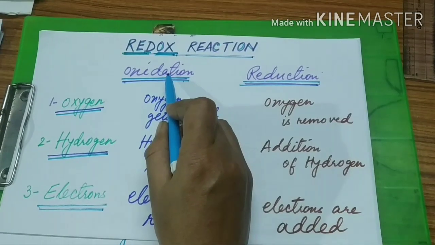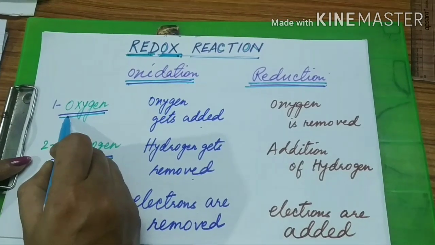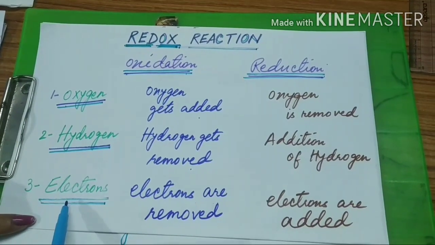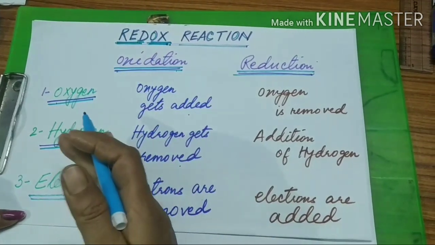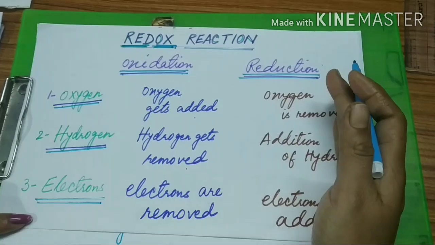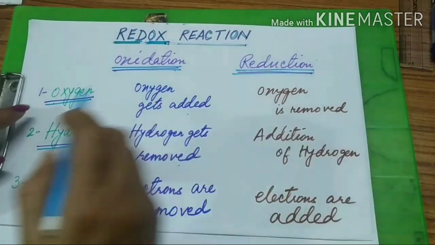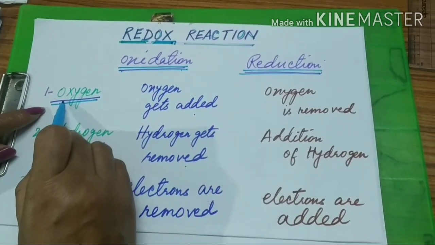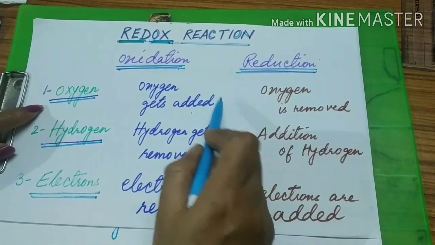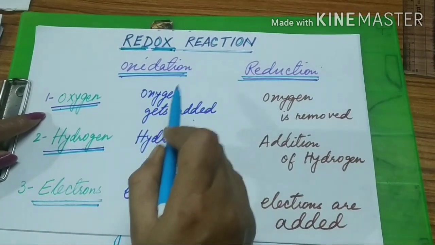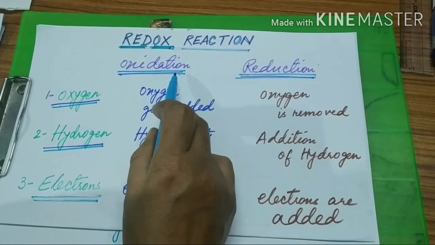We discuss oxidation and reduction in terms of oxygen, hydrogen, and electrons. Very simple to remember. You just remember one side, the other side you can make yourself. Now let me make myself more clear. Oxidation in terms of oxygen. Addition of oxygen to anything is called oxidation. When oxygen gets added to something, we say it is undergoing oxidation.